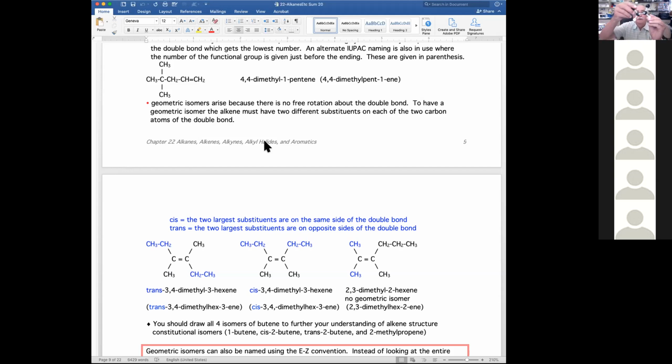If I did a chemical reaction, it's still 2-butene, but now this is trans. So I look at this carbon, the big one's down. I look at this carbon, the big one's up. They're opposite to each other. They're trans to each other. So we call this trans-2-butene.